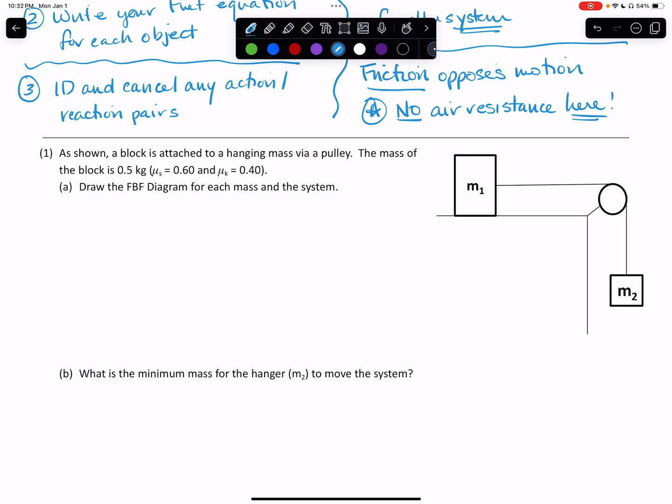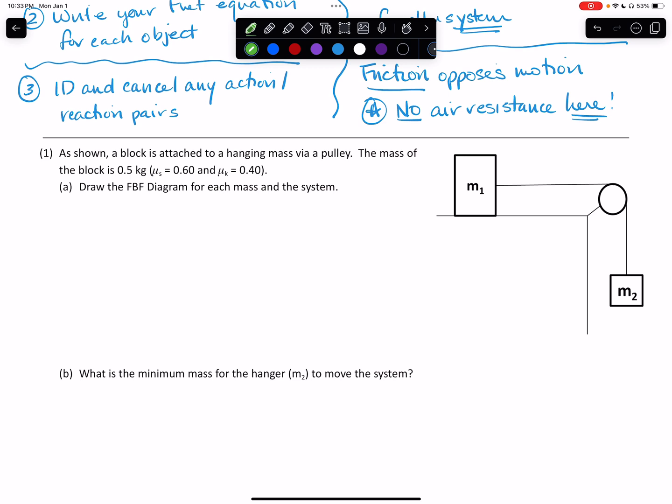All right, so let's try a problem. As shown, a block is attached to a hanging mass via a pulley. The mass of the block is 0.5 kilograms, and we've got two coefficients of friction. We've got the static coefficient and the kinetic coefficient, and those are going to both be for the block, because the block is going to be dragging along this bench top, and so that's where the interaction between our surfaces is going to be. Remember, we consider the pulley itself frictionless. That's just an accepted key to these problems. So don't worry about the friction there. It's only going to be between M1 and that bench.